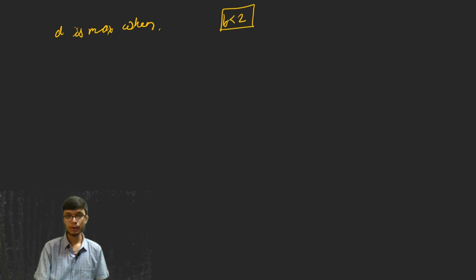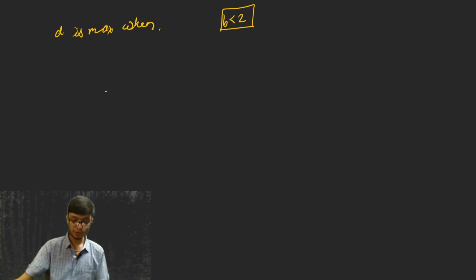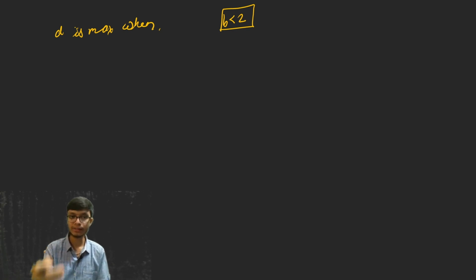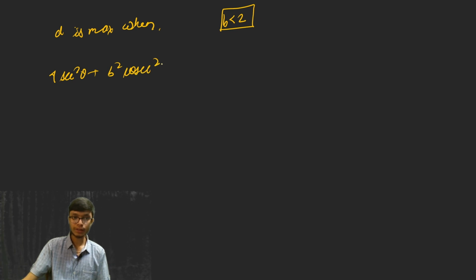That means for maximum d, because it is also mentioned in the problem that b is less than 2, you have no other condition than b less than 2. But what you have to do is maximize or minimize the theta part. For d to be maximum, you have to minimize the denominator, that is, when 4 sec square theta plus b square cosec square theta is minimum. This is possible when this particular value is minimum.